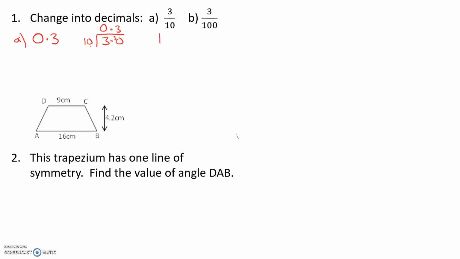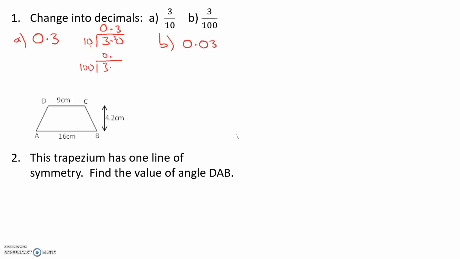B. 3/100. Well, we could do it in all of the same ways we just tried. Easiest, 3/100 means no units, no tenths, and 3/100. It's 0.03. Could do the same thing. 3 divided by 100.